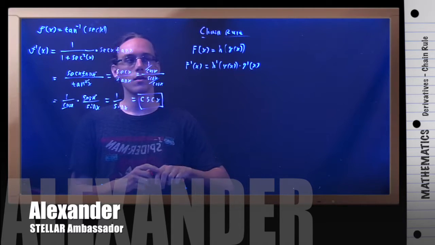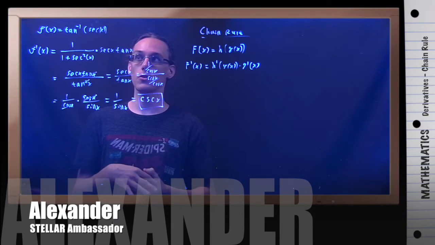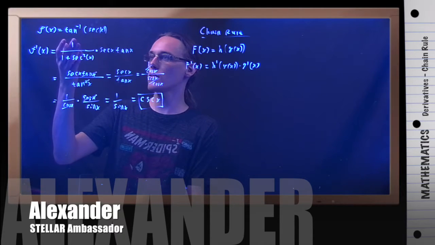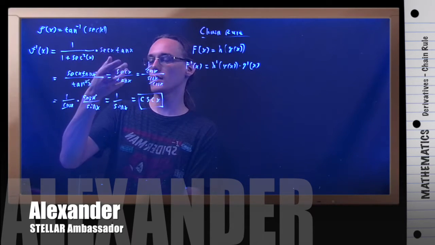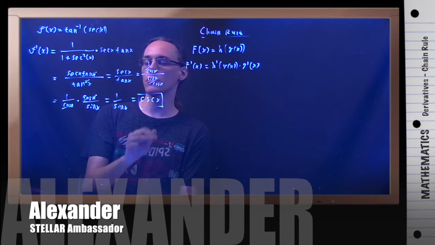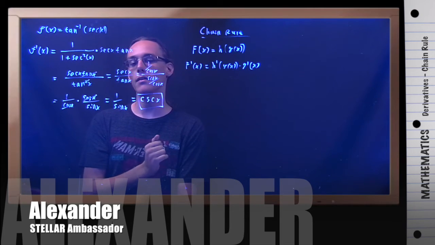So there we go. Whenever you have a function inside of another function, you have to utilize the chain rule. And in this case, I just did the derivative of the outside function and multiplied by the derivative of the inside function, that's chain rule. And then I just had some trig identities to use to get all the way down to just cosecant x. And that is this example.